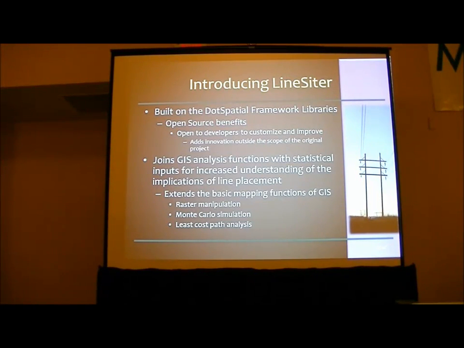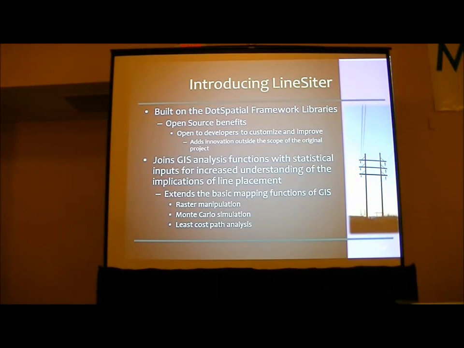So we decided to call our application LineSider. This application is built on that spatial framework. It's open source, so it has the benefits of the open source community. You can customize and improve the application.